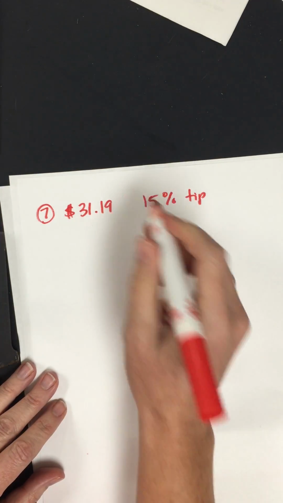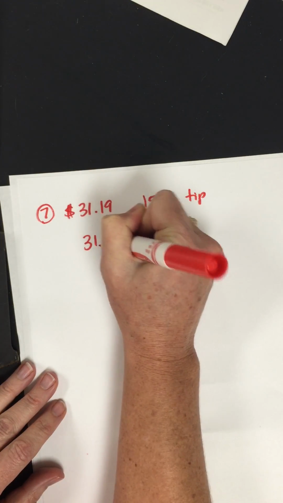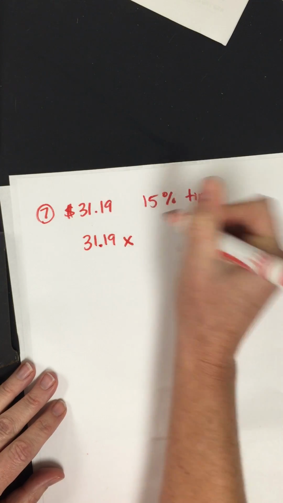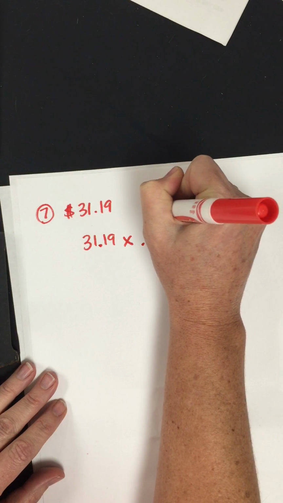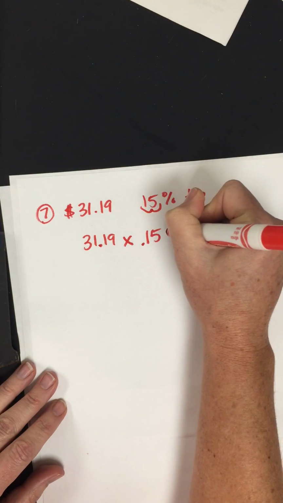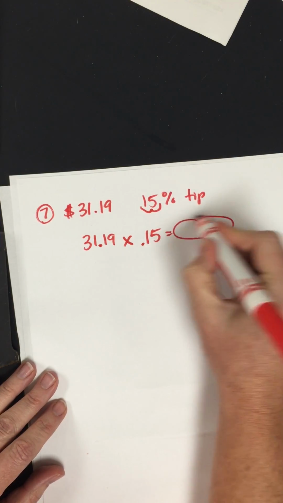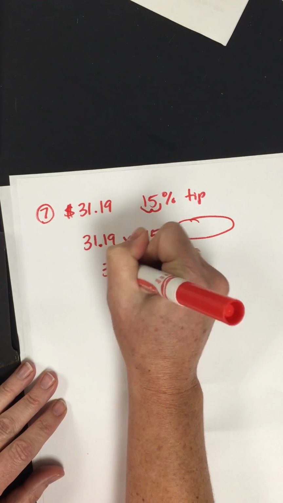All right, so to find out the tip, again, we need to take the price times the percent of the tip. We're going to rewrite the percent as a decimal by moving the decimal twice to the left, and that will give us our tip amount. So to solve this, we need to multiply.